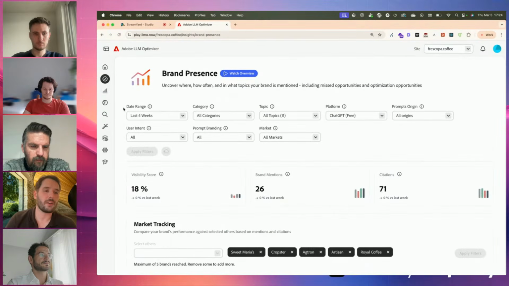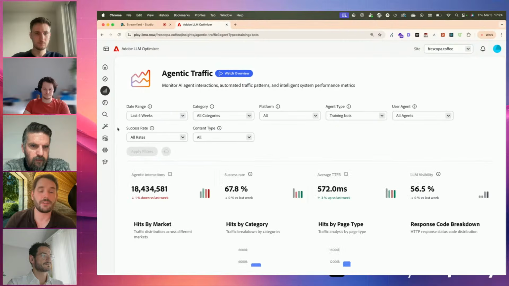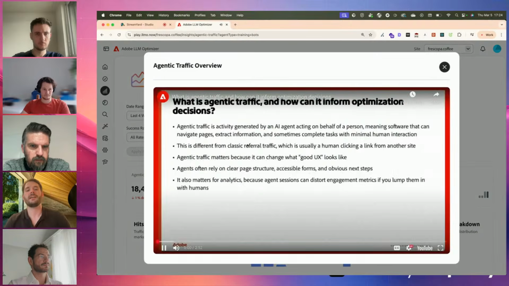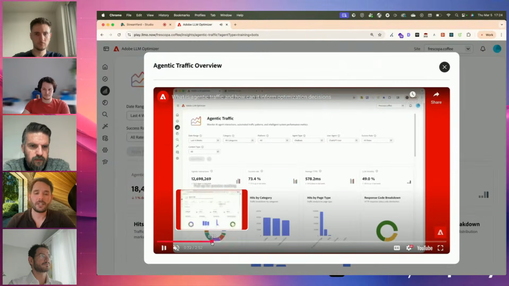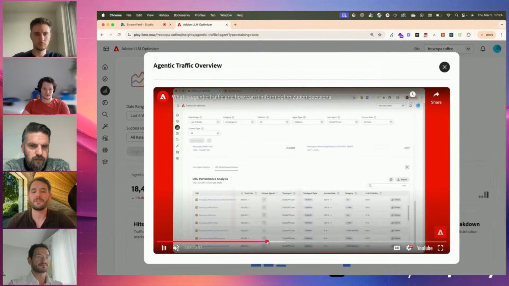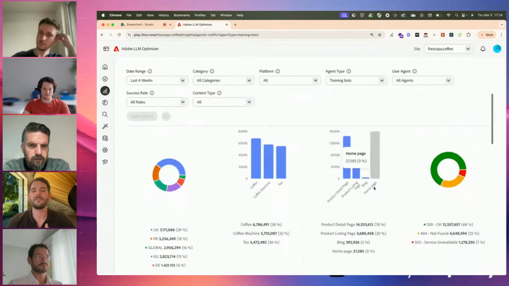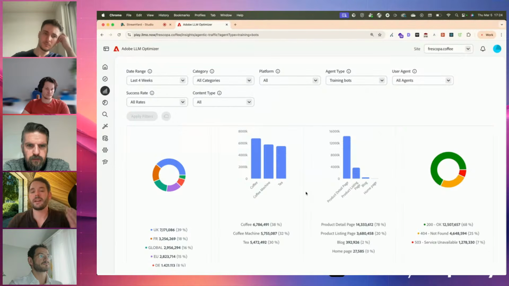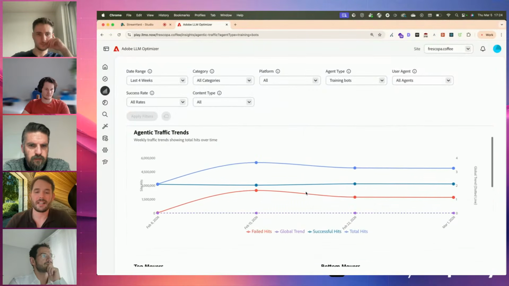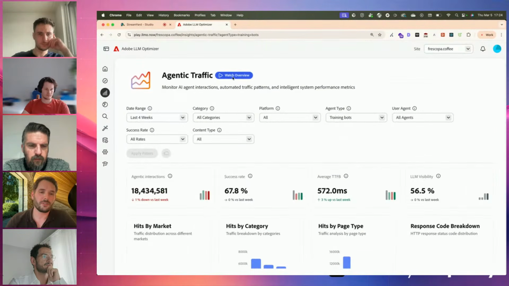If we go one layer below, we go into agentic traffic. One thing I did not mention in brand presence, something that is very handy and I really like, is that we have those little watch overview buttons. When you click on that, you will have an explanation on how to use this dashboard, which is very handy because it can get overwhelming the first time you open it. It's very easy to use once you get used to it. It takes a few minutes, but you can also just go into the overview and better understand in a guided tour how to understand the tables.